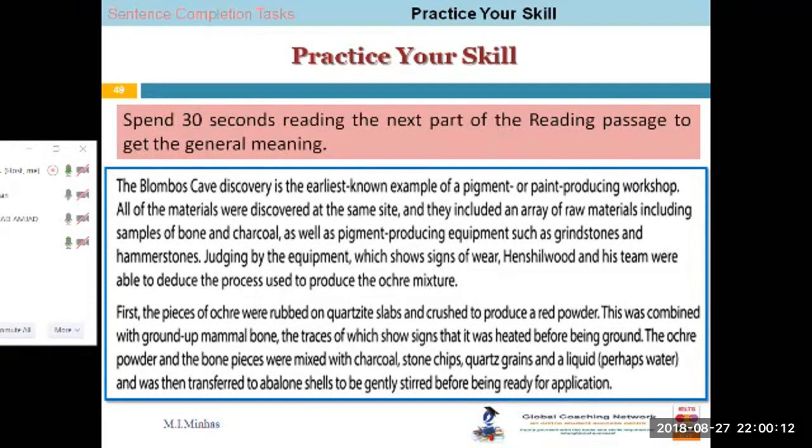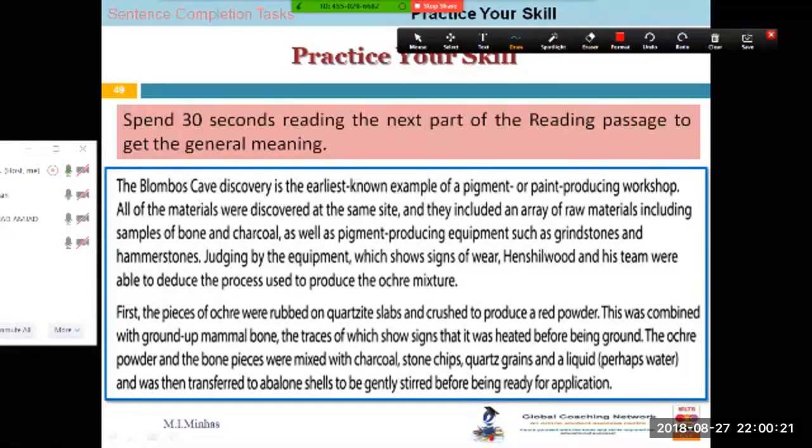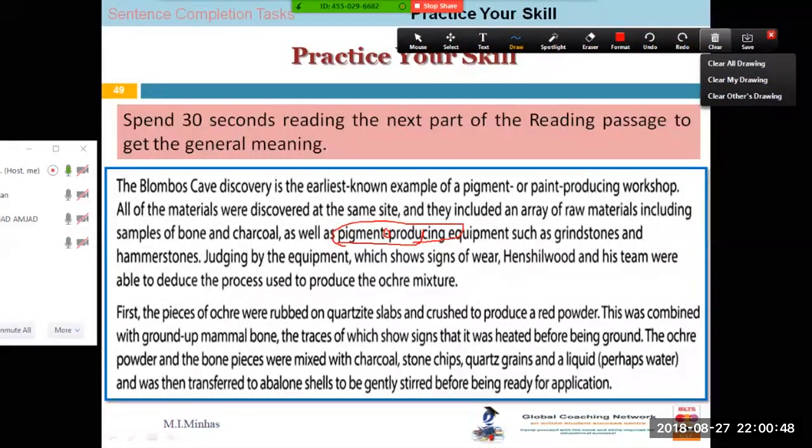Okay, that's fine. We will try to address this part. I will ask you three questions in that, and let's see how you answer. But before I move on, can you see this word, pigment-producing? Will this be counted as one word or two words? One word. Anything joined by a hyphen or dash is counted as one word. Clear? But you cannot add this hyphen from your side. It should be there in the passage.